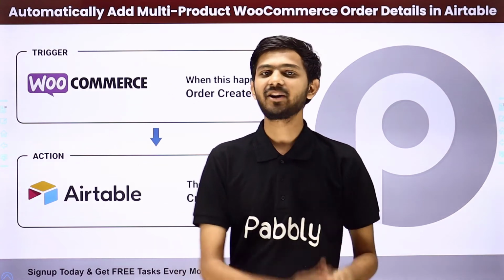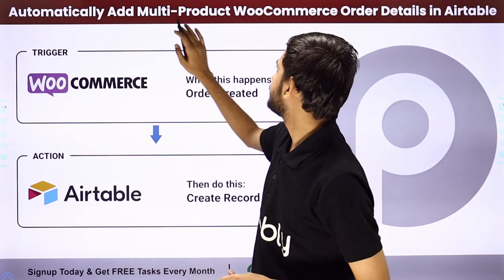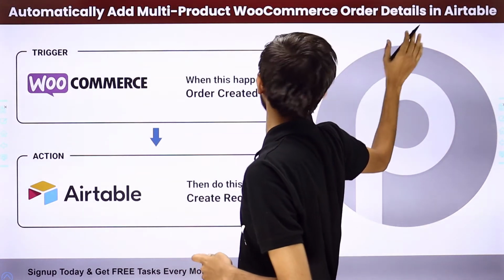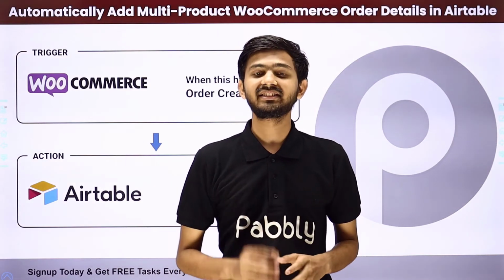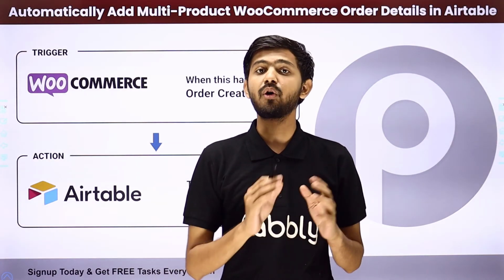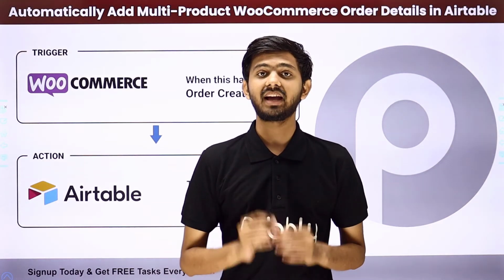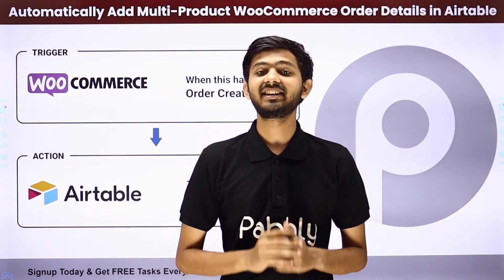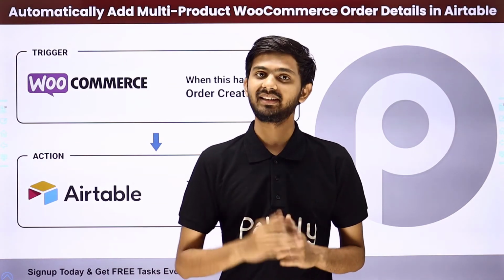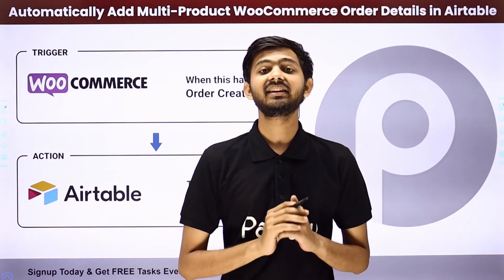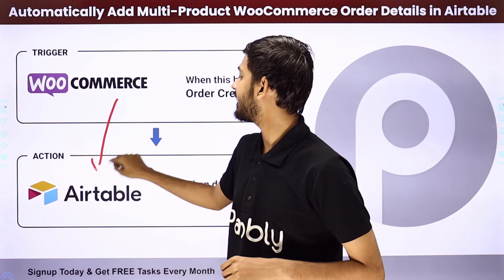Hello everyone, today our topic is how to automatically add multi-product WooCommerce order details in Airtable. So here our objective is that whenever I get a new order in WooCommerce with multiple products, I want to capture the details of all the products and order, and I want to add these details automatically in my Airtable database. For that, I need to create an integration between WooCommerce and Airtable.